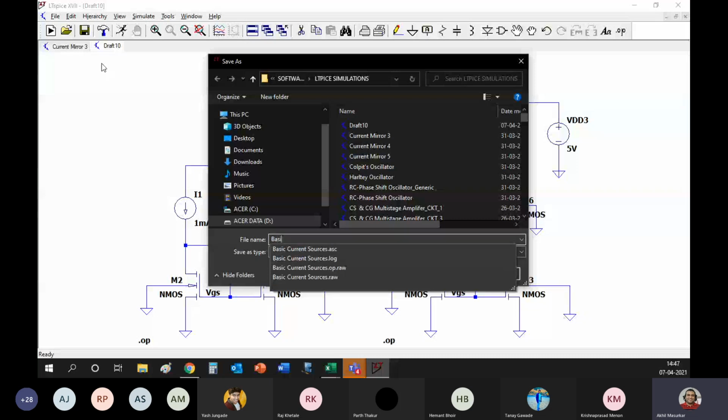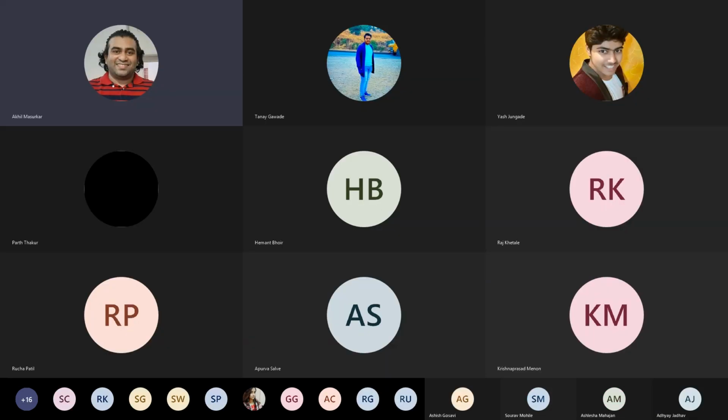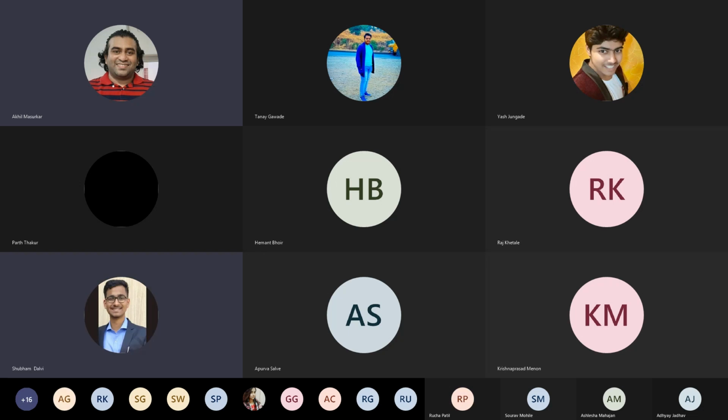My screen has freeze. Shubham, my voice is audible, right? I'll reshare the screen. Yes. Shubham, can you unmute and talk, please? Yes. So the voice is audible.